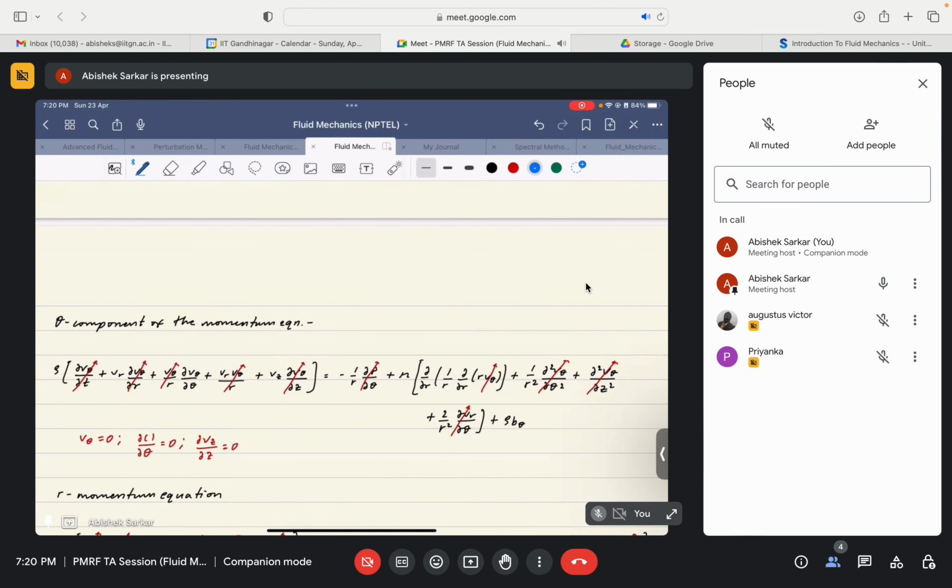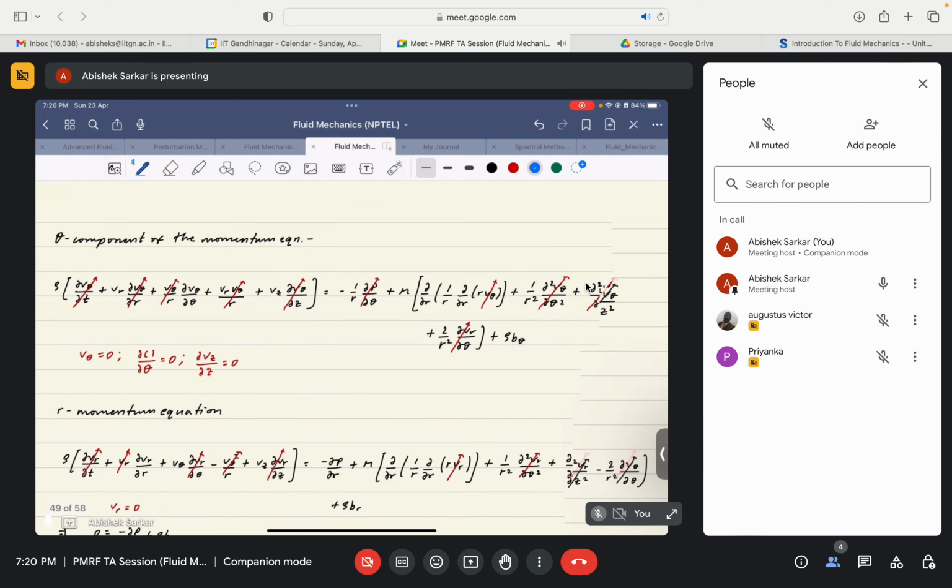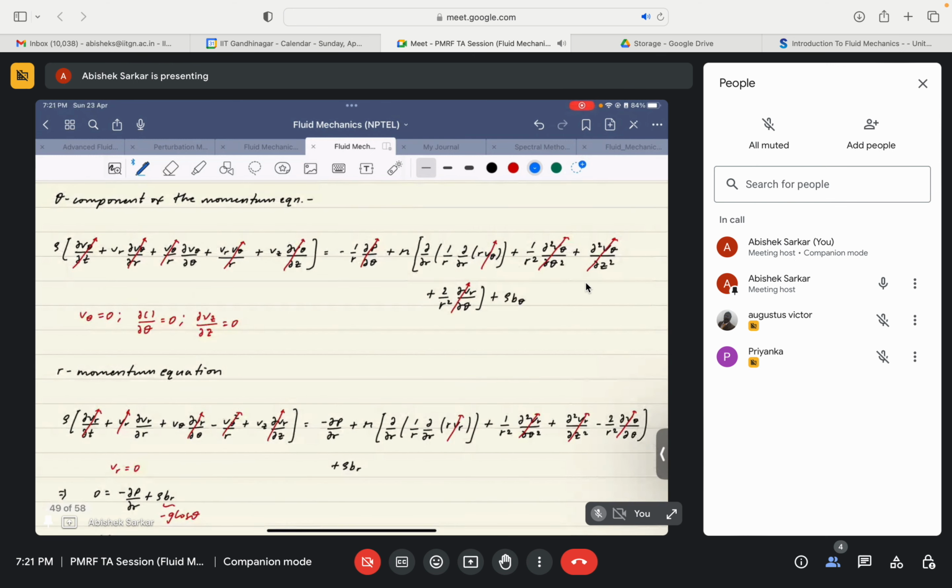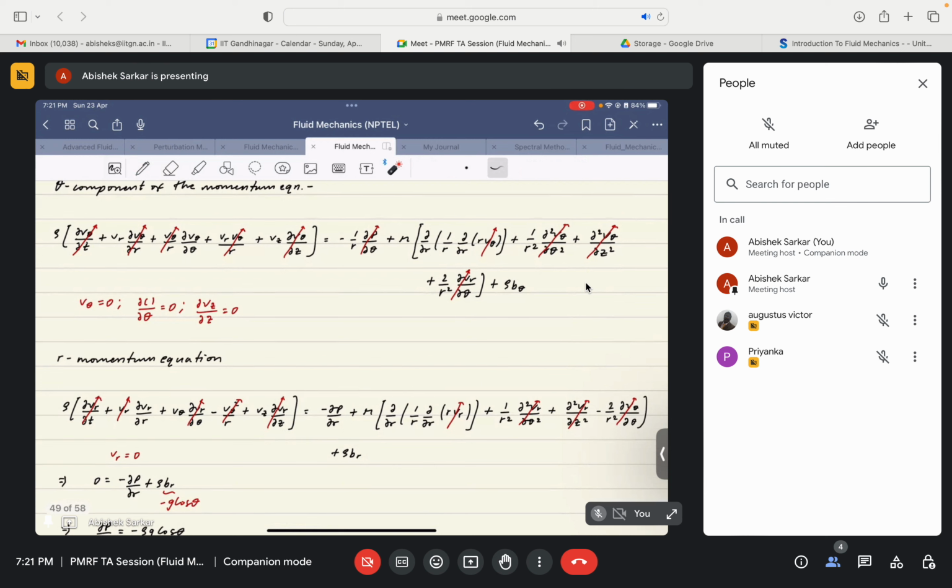So keeping all these assumptions and the conclusions from the continuity equation, we apply those assumptions and conclusions from the mass conservation and the boundary conditions to the momentum equation along the r, theta and z direction. So this is the theta component of the momentum equation. Cancelling out all the terms, we get all the terms equal to 0. So basically the body force term along the theta direction is identically equal to 0. This is the conclusion from the theta momentum equation.